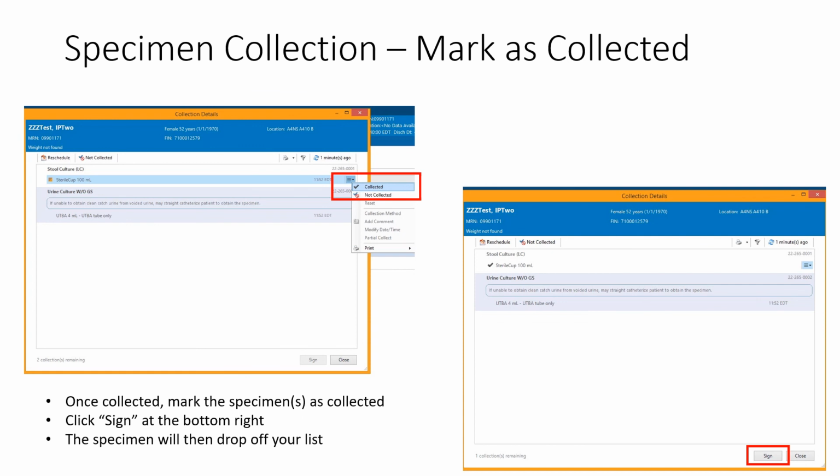Then you need to mark that particular specimen as collected. So once you have printed the labels, it'll bring you back to this screen. You'll go back to the 3 bars on the right and select collected, and then sign off on it at the bottom. It will then indicate to the lab that it has been collected and ready to run the sample, as well as drop it off of the list of things that are needing to be collected.